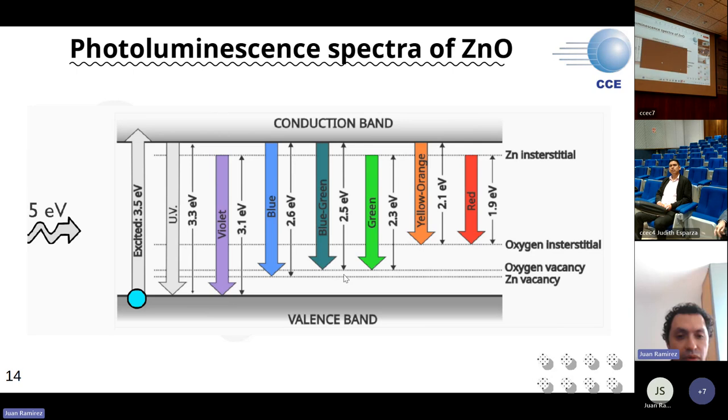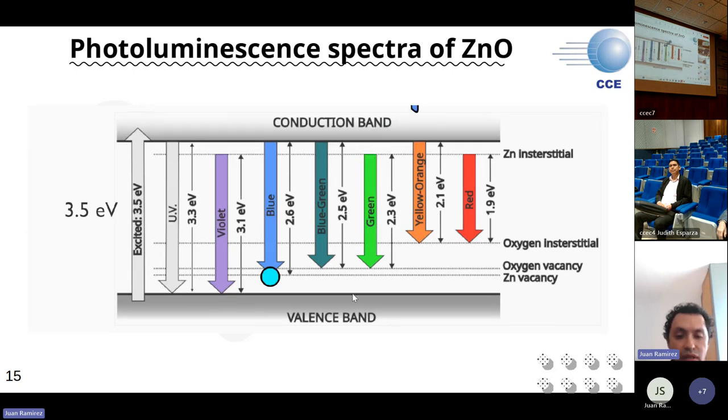And the more important aspect of this characterization is that it is able to identify different defects in the material. So, for example, you can see in this animation the defects present: the blue, green, or red emission depends on the defects in the material.